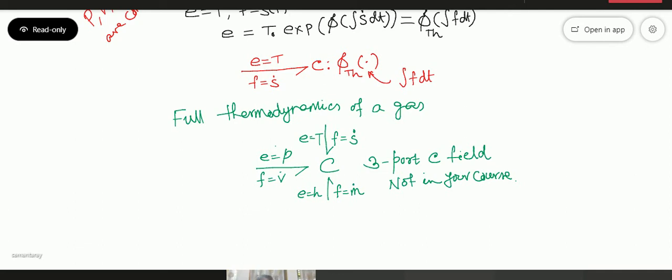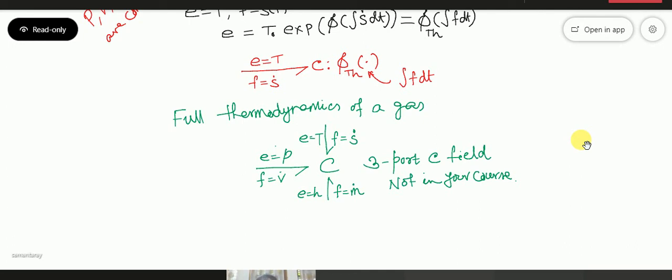Anybody else? Yes, sir. Here you have shown that this C is a 3-port element, but in the last class you told that I, R, C, these all are one-port elements. Yes, I told. For your course, they are one-port elements.